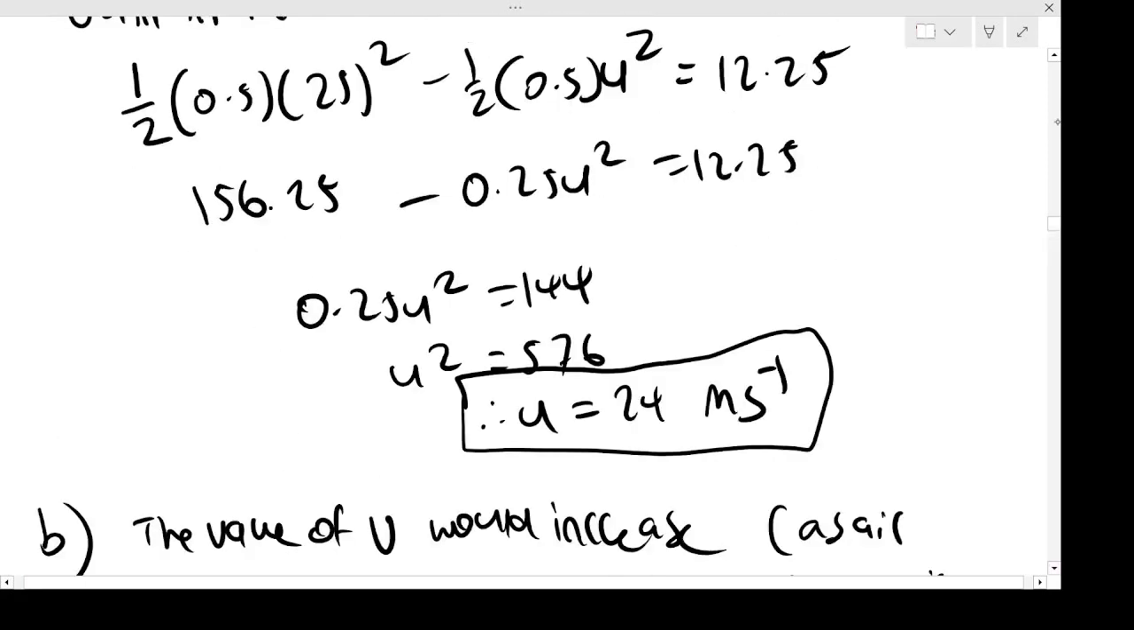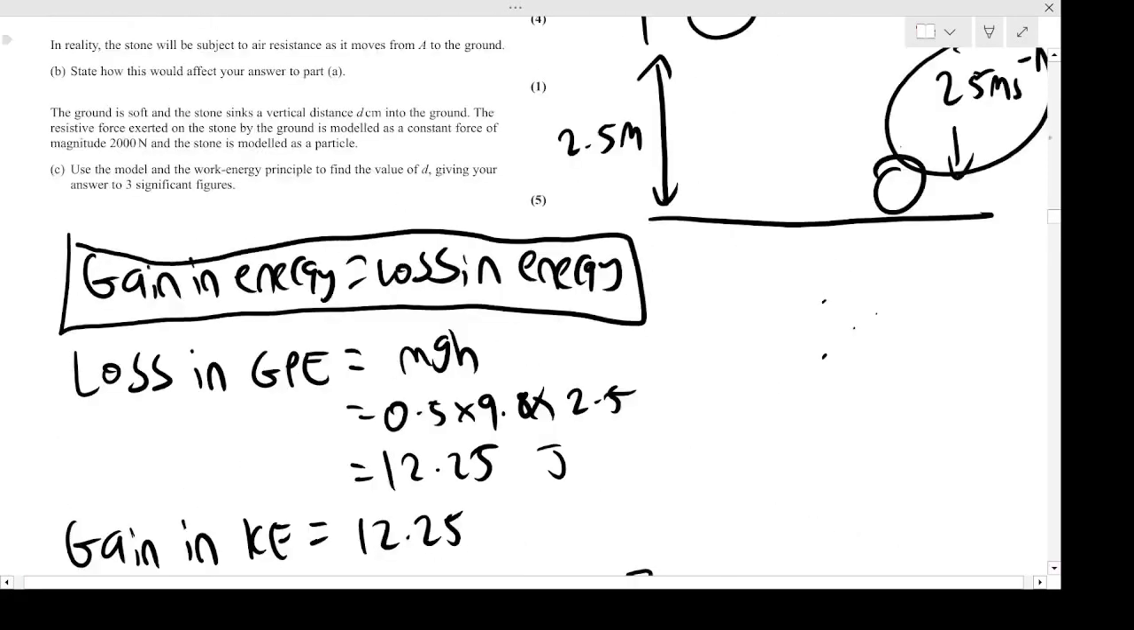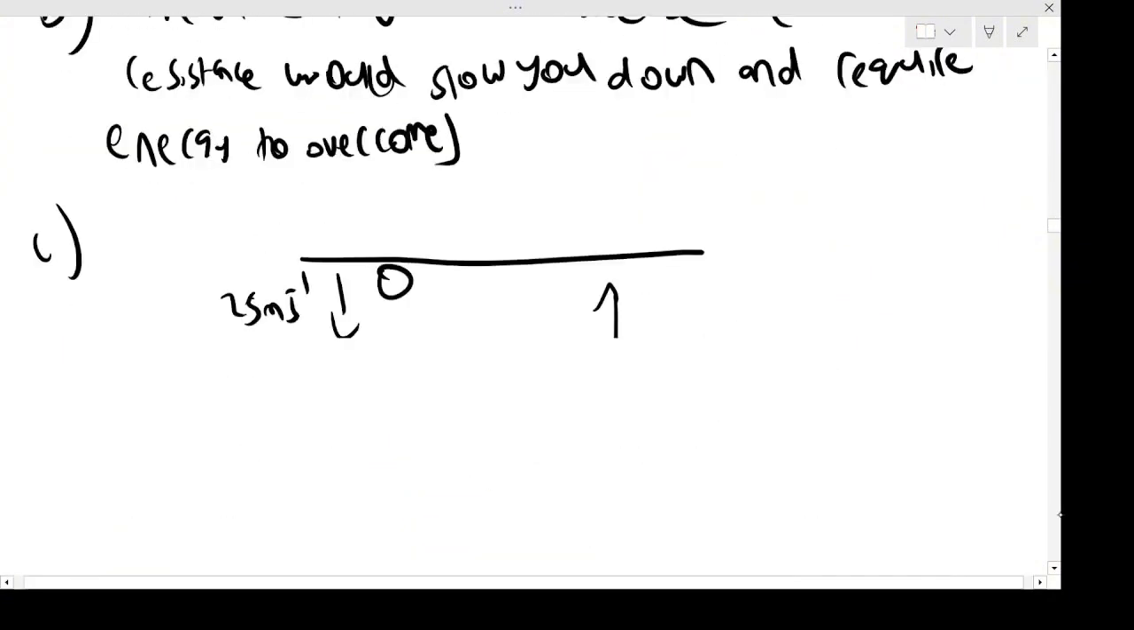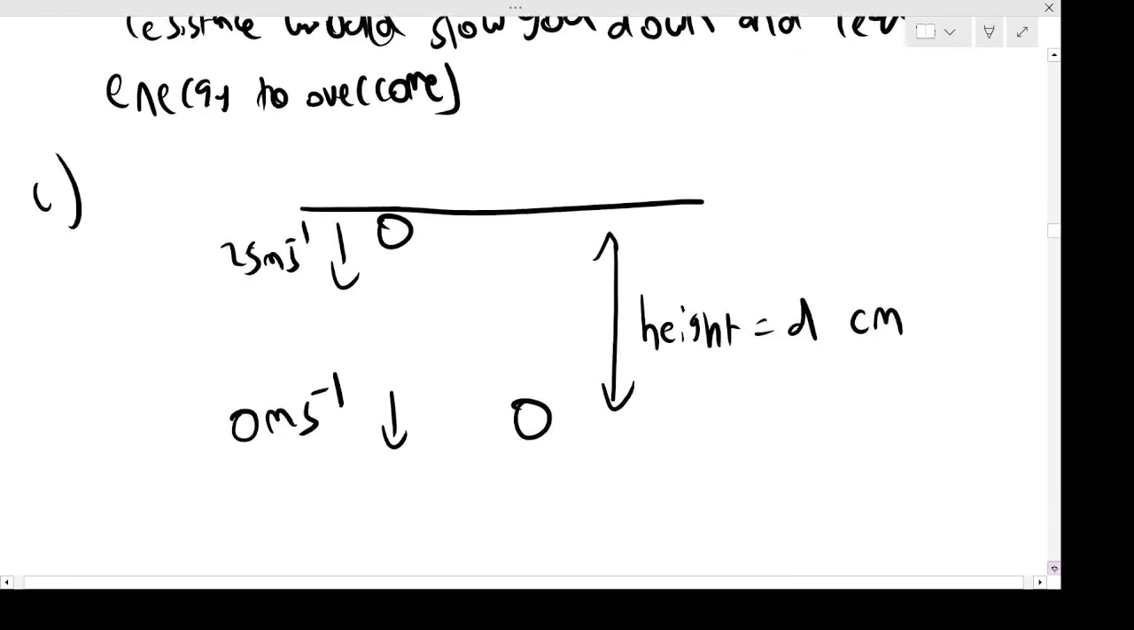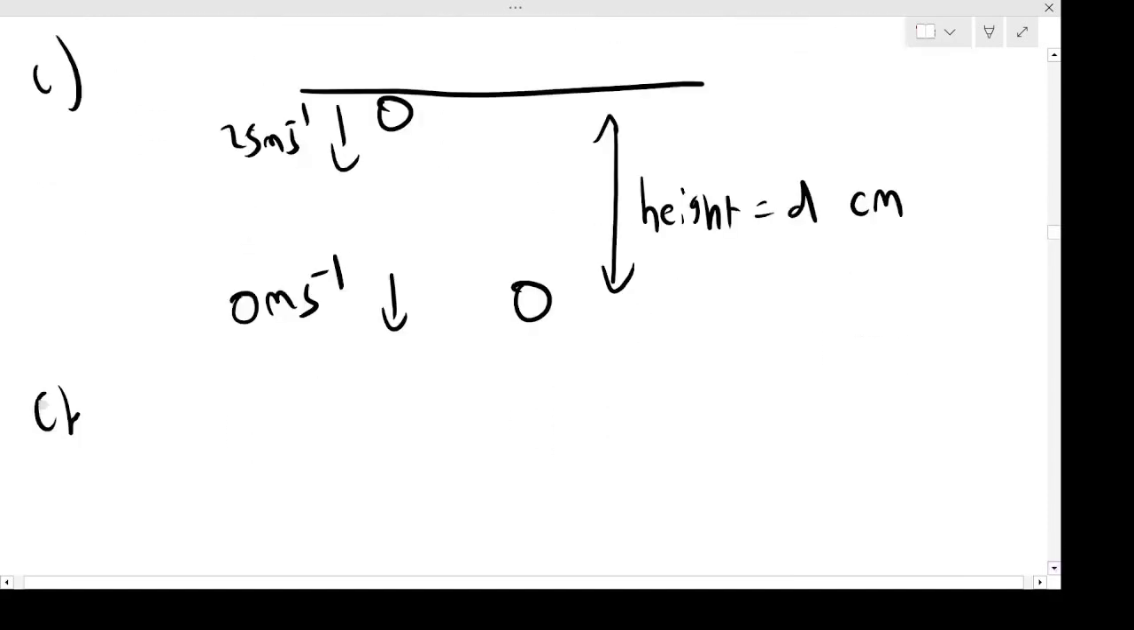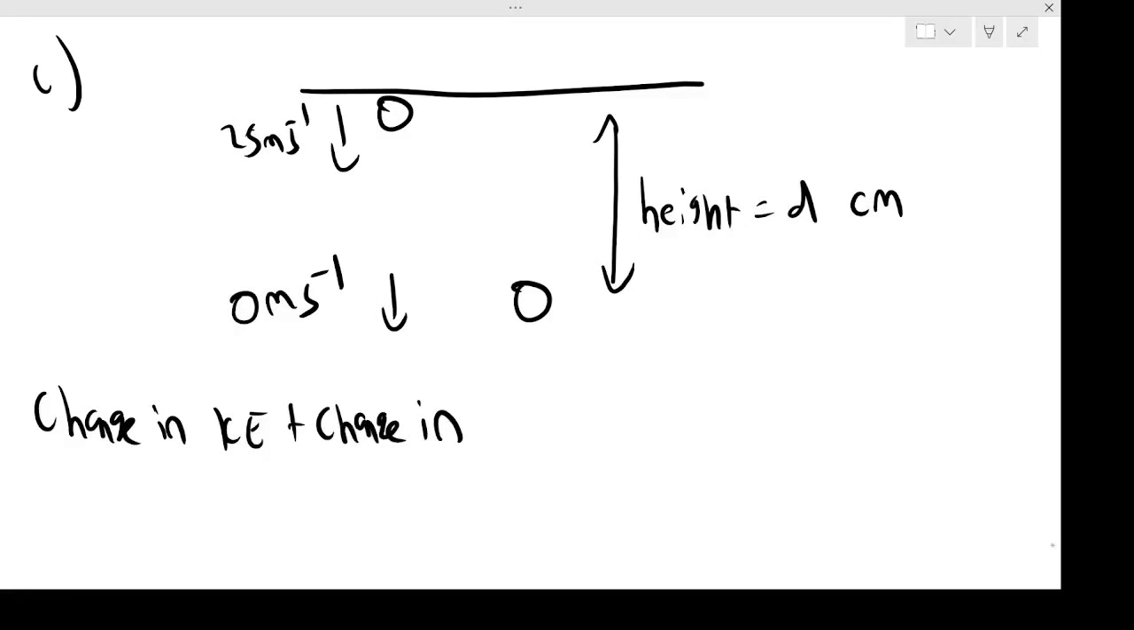But we need to use the work energy principle because now there's a force added on. We've got this resistance force of 2000 newtons. We need to bear that in mind. So it tells us to use the work energy principle. That's going to mean that the change in kinetic energy, add the change in gravitational energy, has to equal the overall work.